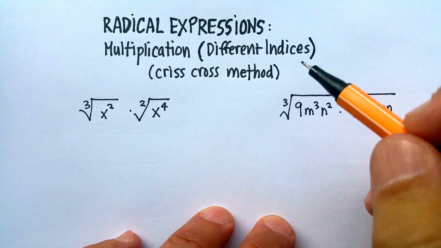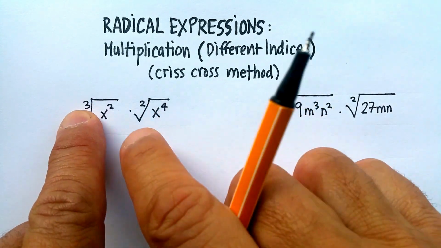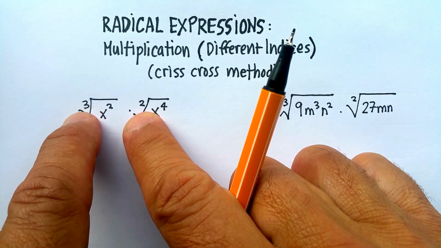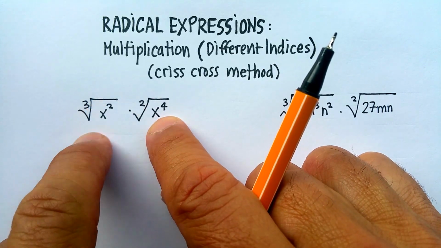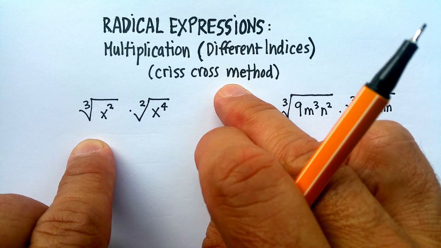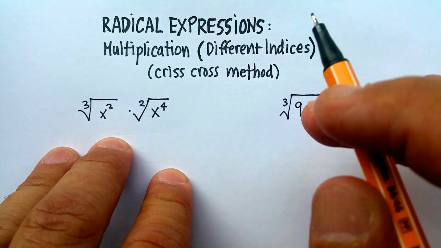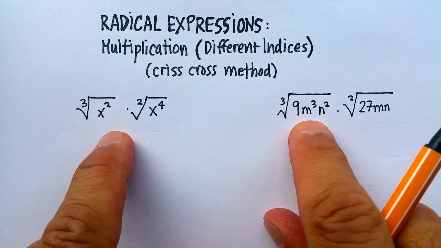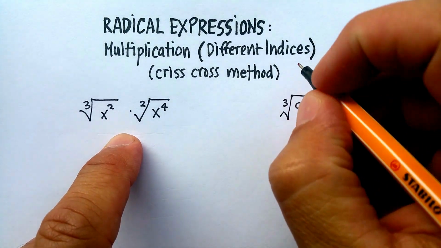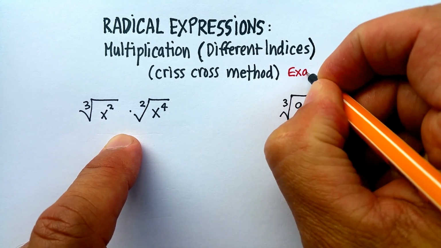Okay, in this video I'm going to show you how to multiply radical expressions where the indices are different. So here I have, for example, a cube root of x squared times the square root of x to the fourth. And I'm going to show you a method called the Crisscross Method. I've showed you some other methods before in previous videos where we did fractional exponents, but with these, there's actually a really cool technique that really shortens things up for you.